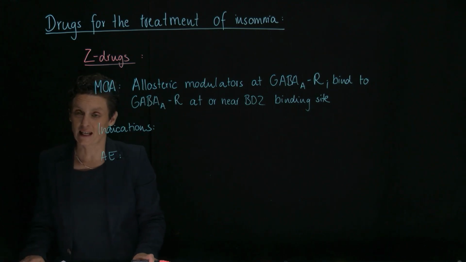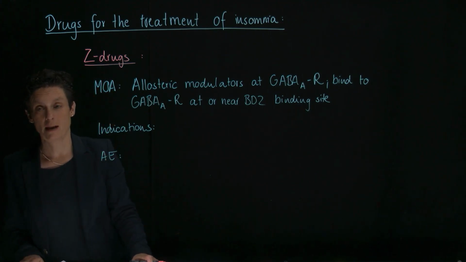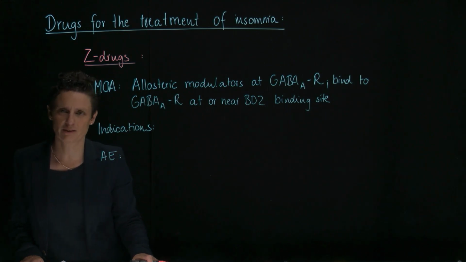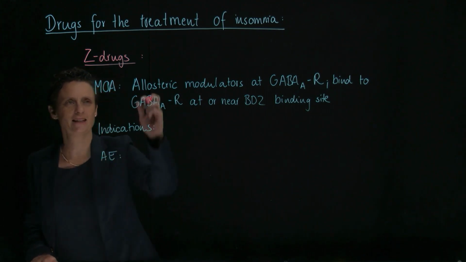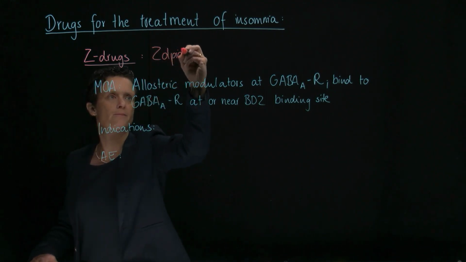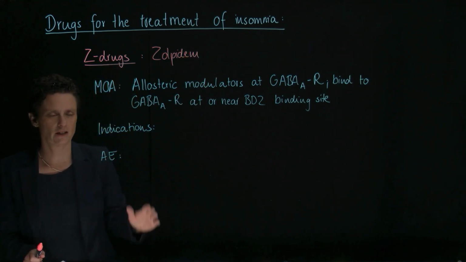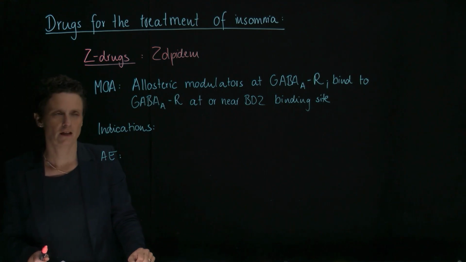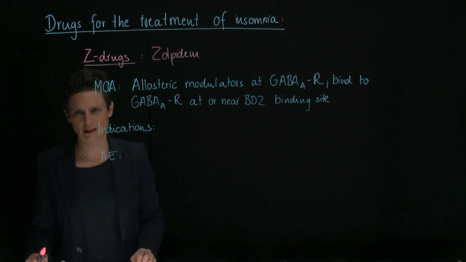Now I want to discuss the next drug class that we use for insomnia, and these are the novel benzodiazepine receptor agonists, also called Z drugs because they all have a Z in their name. I want you to remember zolpidem. This is the most widely used drug in the US right now for the treatment of insomnia, so very heavily prescribed. So how do these Z drugs work and how do they differ from the benzos?